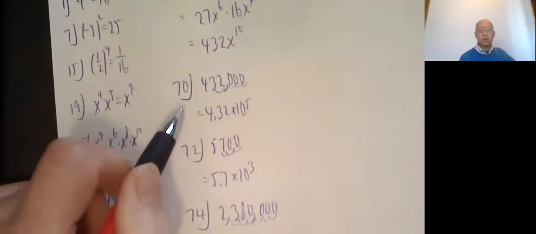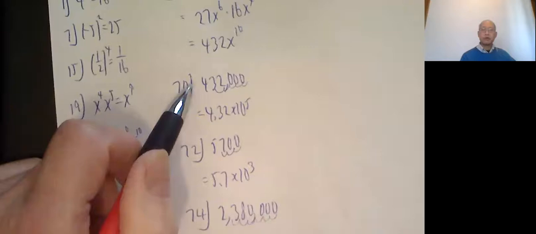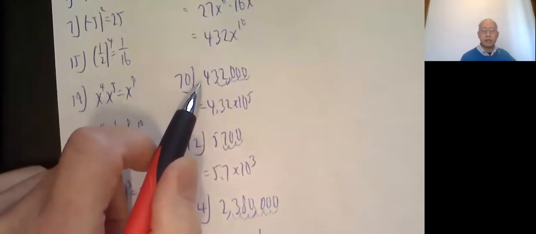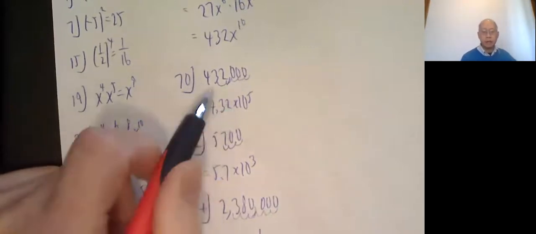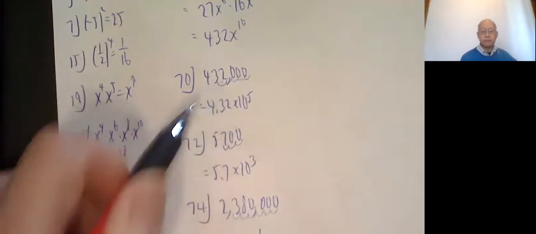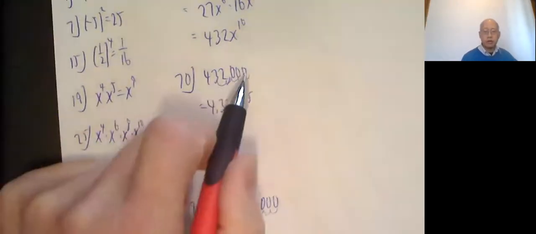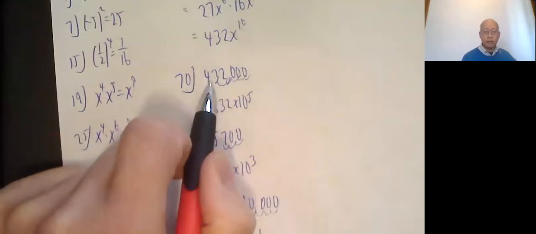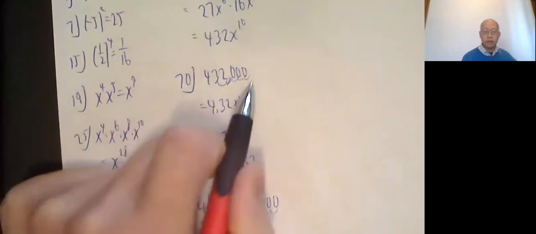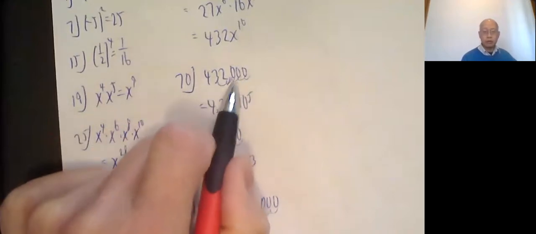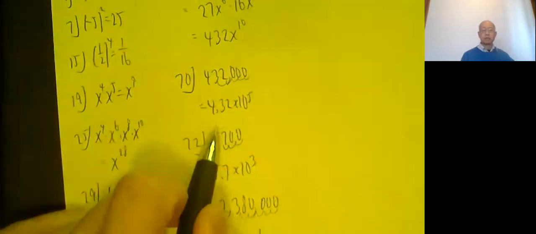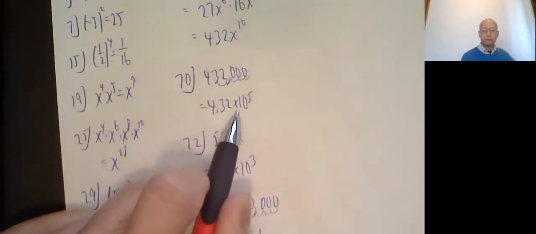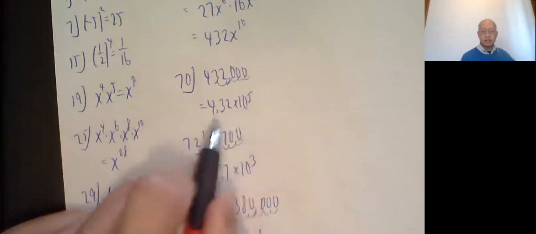And then we have some problems in scientific notation. A number is in scientific notation if it's written as a number between 1 and 10 times 10 to some exponent. So for 432,000, you pick up the decimal point, which is understood to be at the end, and you move it so that you get a number between 1 and 10. That would be 4.32, between 1 and 10. And you move over 1, 2, 3, 4, 5 spaces. 4.32 times 10 to the 5th power. So this is considered scientific notation.